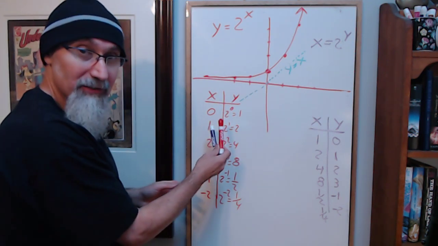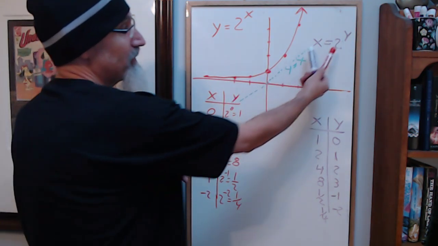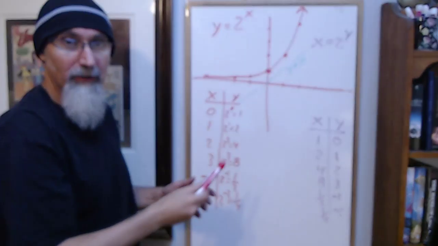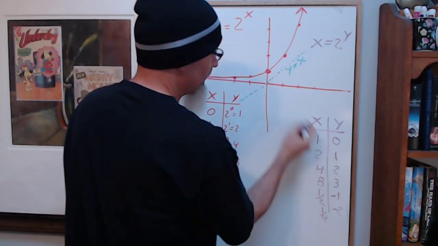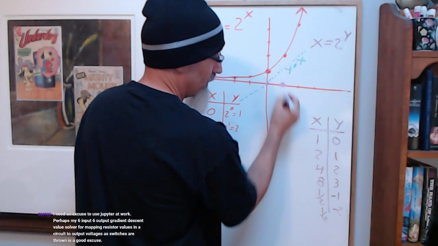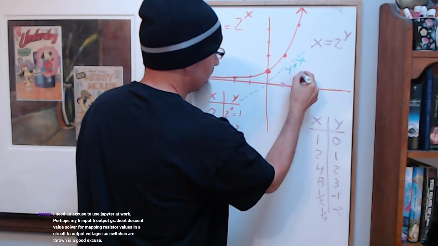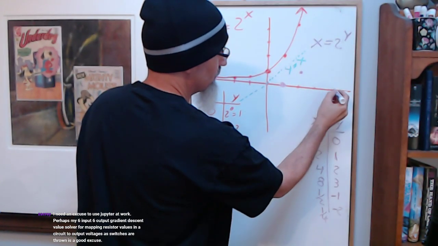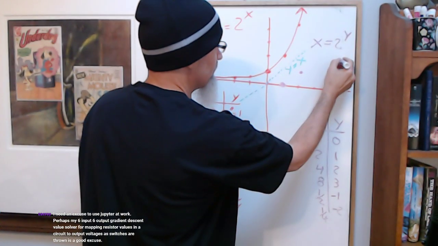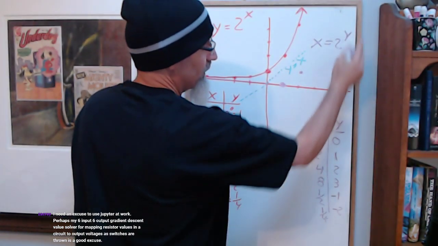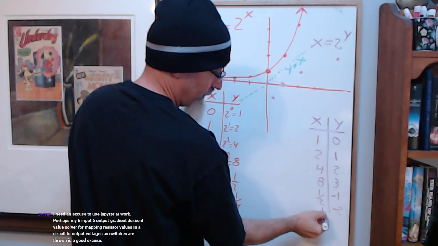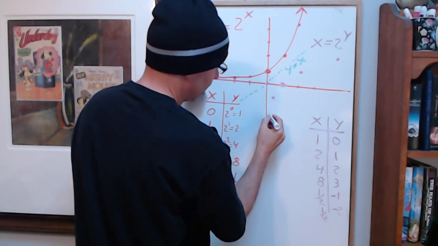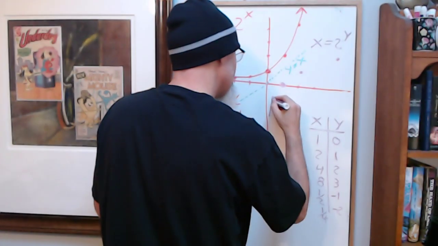So what you're doing is switching the x and the y. That's what it means when you switch the x and the y in the function. The graph of this looks like this: 1 and 0, 2 and 1, 4 and 2, 8 and 3, way over there, a half and negative 1, a quarter and negative 2. So the graph looks like this.